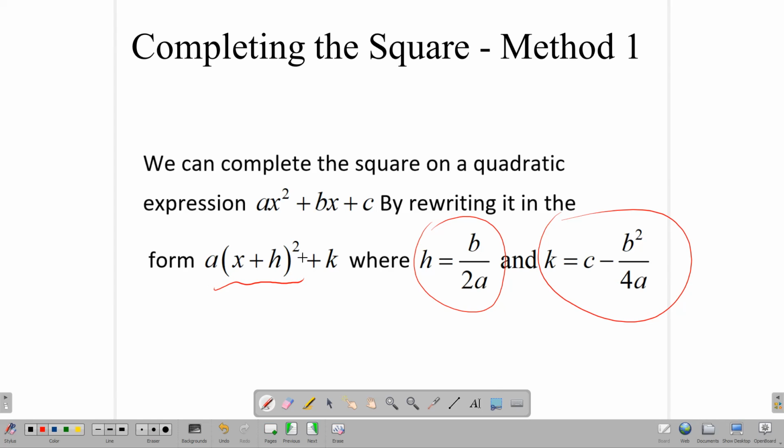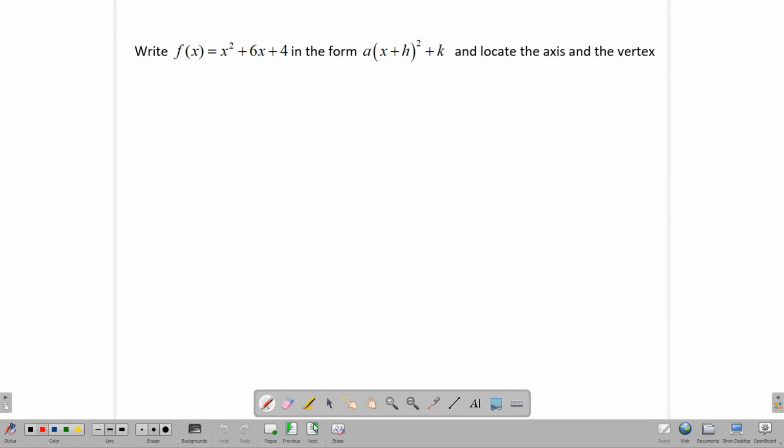A bracket x plus h squared plus k, where h is equal to b over 2a, and k is equal to c minus b squared over 4a. Notice that we're using the a, b, and c in the function itself. So let's look at the first example. Here we have f of x is equal to x squared plus 6x plus 4, and what we want to do is rewrite it in this form.